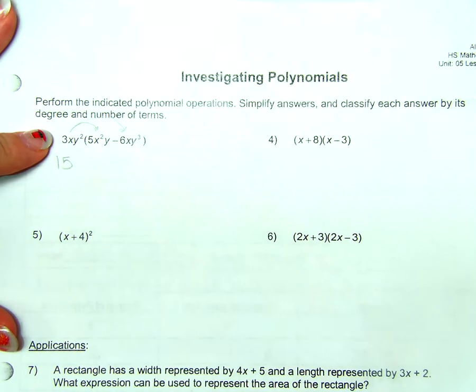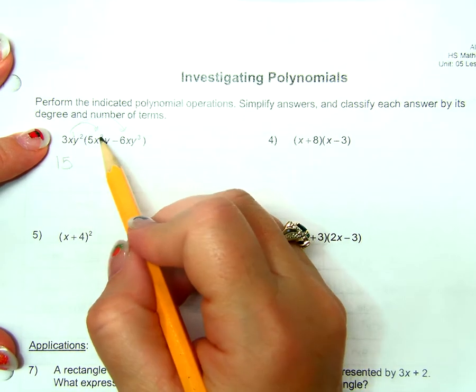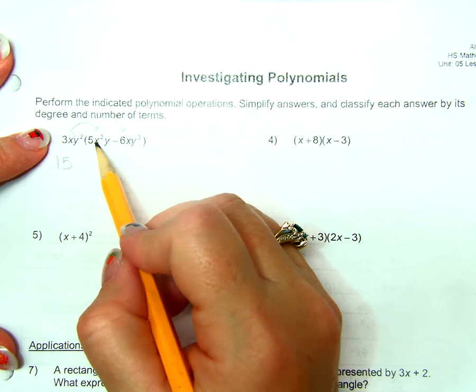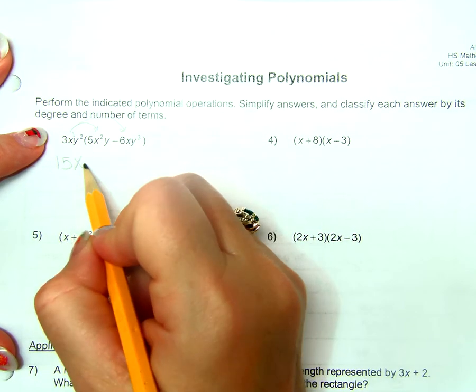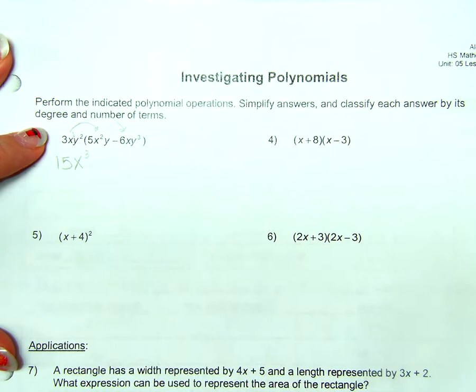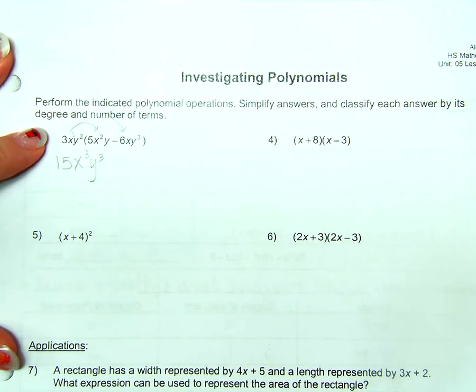Now we're multiplying, so we do have to talk about the exponents on each of the variables. If you'll remember from yesterday, the rules that we talked about is that when we're multiplying like bases, we add our exponents. So this is going to end up being x to the third. This is going to end up being y to the third. Okay?